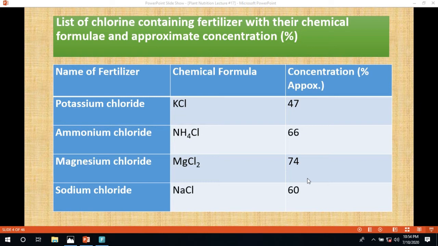Among the available chlorine-containing fertilizers, potassium chloride, also known as MOP, has a chlorine concentration of 47%. Ammonium chloride has 66% chlorine. Magnesium chloride has 74% chlorine. Sodium chloride has 60% chlorine. So we mainly use these as a chlorine source. However, we do not apply chlorine separately, as when we use MOP, chlorine is automatically added to the soil.